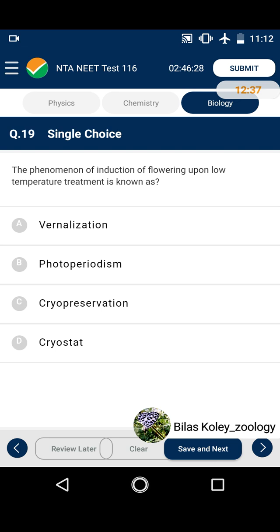Next question. Question number 19. The phenomenon of induction of flowering upon low temperature treatment is known as, and the options are vernalization, photoperiodism, cryopreservation, cryostat. In this question, the right option will be option A, vernalization.